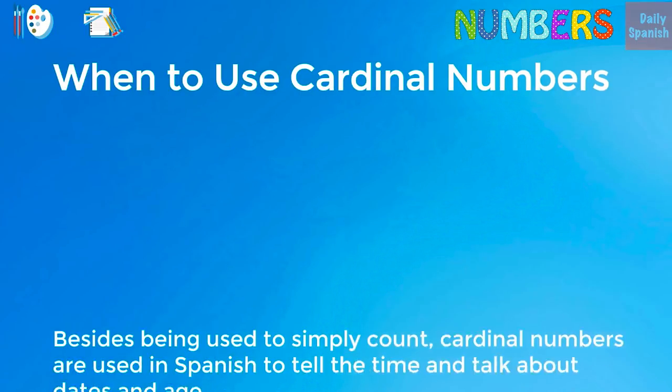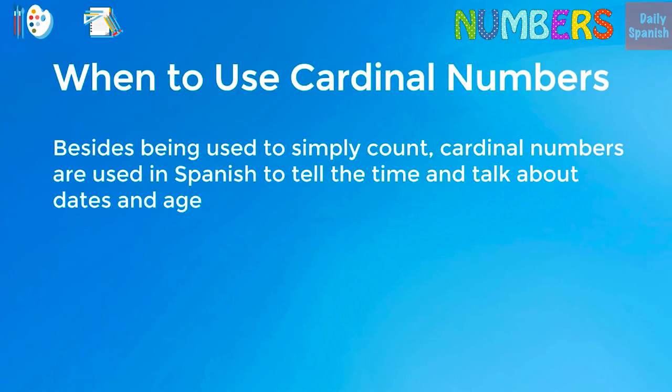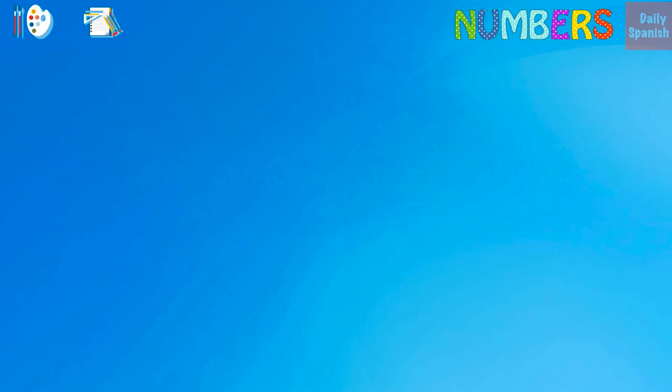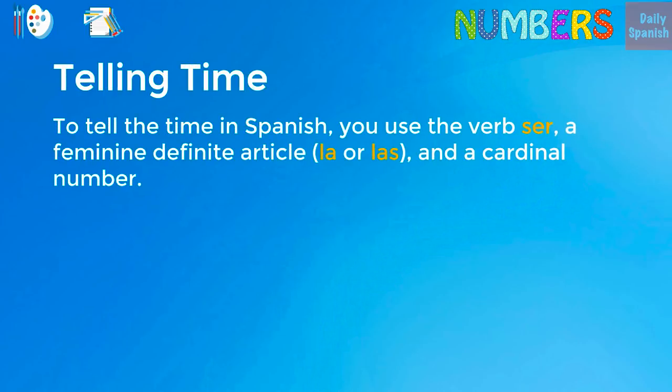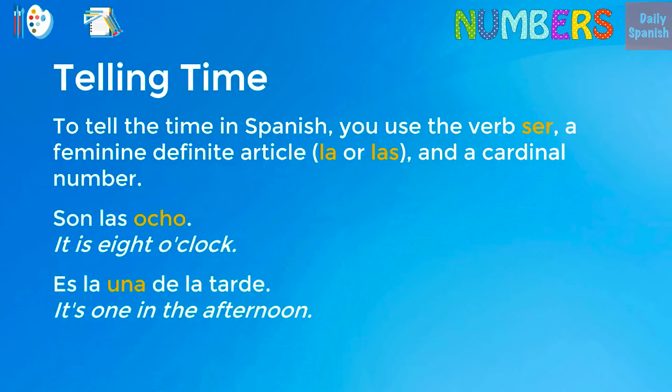When to use cardinal numbers. Besides being used to simply count, cardinal numbers are used in Spanish to tell the time and talk about dates and age. Telling time. To tell the time in Spanish, you use the verb ser, a feminine definite article, la or las, and a cardinal number. Son las ocho. Es la una de la tarde.